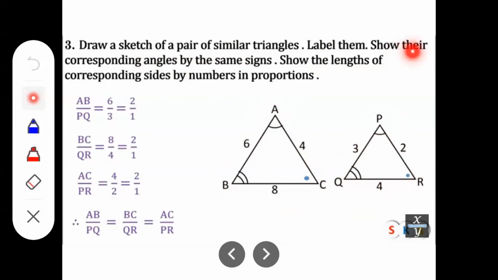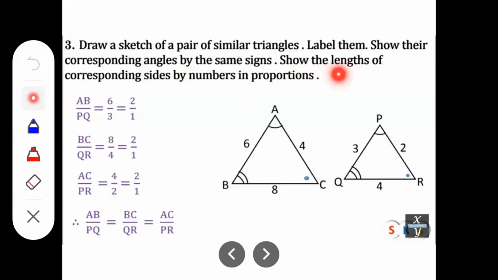Show their corresponding angles by the same sign. Which are the corresponding angles? Angle A corresponds to angle P. As the signs are the same, we mark the same sign for corresponding angles. Angle B corresponds to angle Q and angle C corresponds to angle R. So the angles are marked with the same sign. This much we complete.